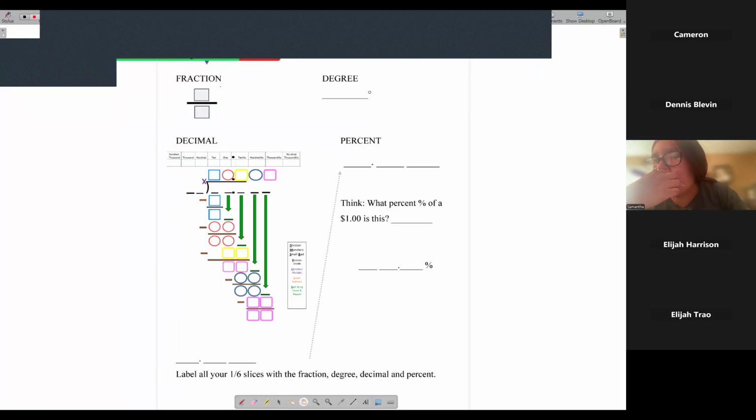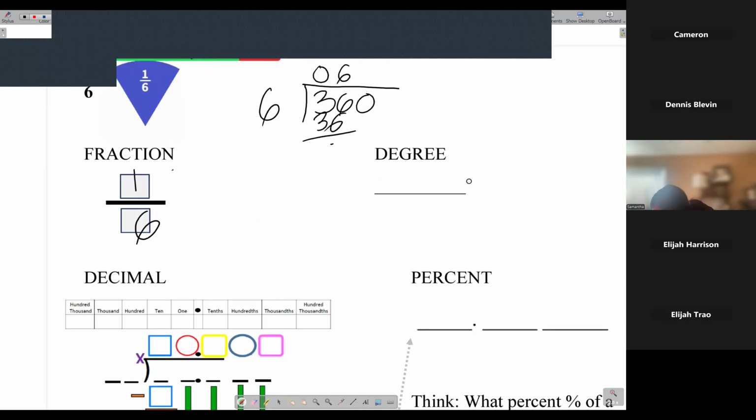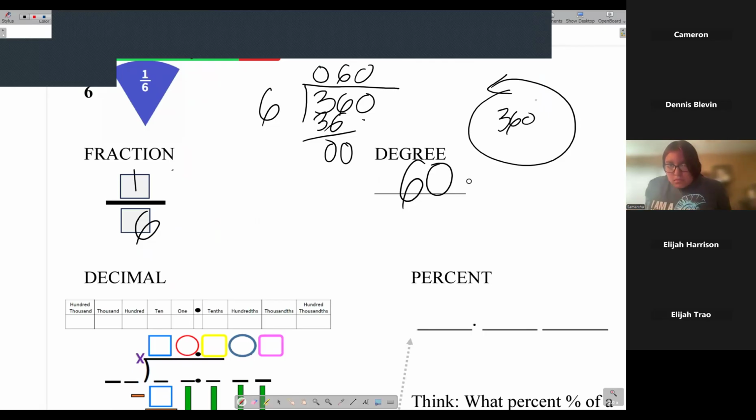So our fraction's going to be 1/6. And then 6 goes into 360. 6 does not go into 3, but it does go into 36. Cameron, how many times? 6 times. You are correct. So it's basically your fraction circle would be 60 degrees. So in a 360-degree circle, a 60-degree pizza slice is 1/6.